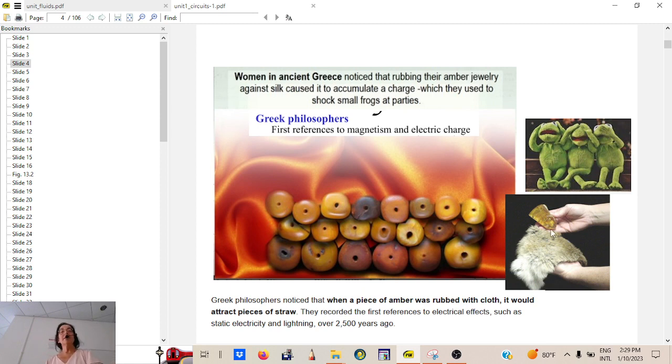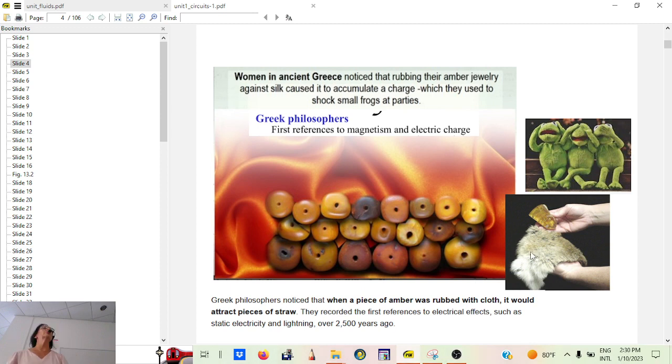However, if you rub those two insulators together, you are doing work. Remember last semester, to do work is to apply a force over a distance, right? So you are using your own energy. That energy is going to be used to transfer electrons from the fur to the amber. So because you are doing work, there is a transfer of electrons from the fur to the amber. So the amber is going to be negatively charged and the fur is going to be positively charged.